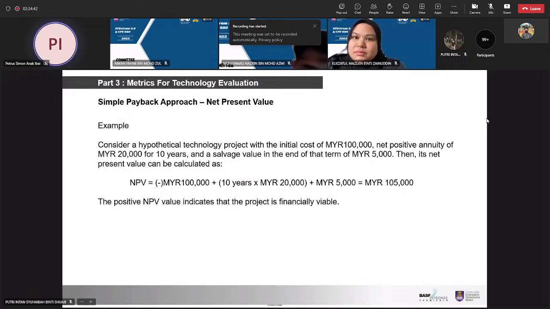So this is an example. If you start with an initial cost of 100,000 and the annuity is 20,000 for the next 20 years, and the salvage value of the project is 5,000, then at the end of the lifetime, basically it will be valued as 105,000. So basically this positive NPV indicates that this project is financially viable. Okay, next.